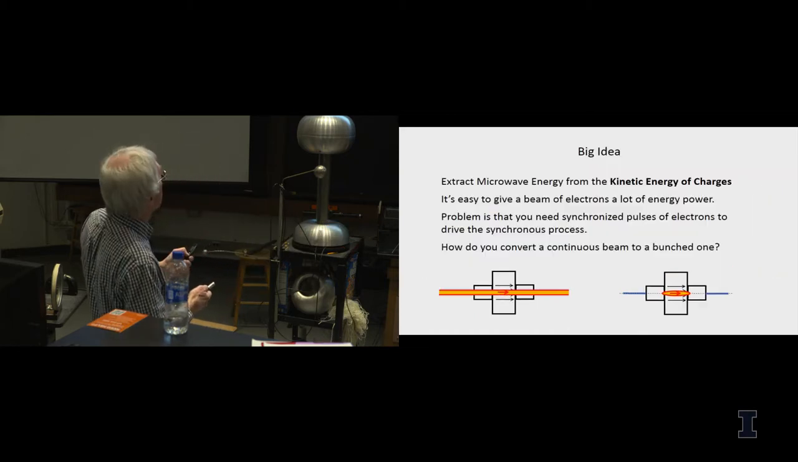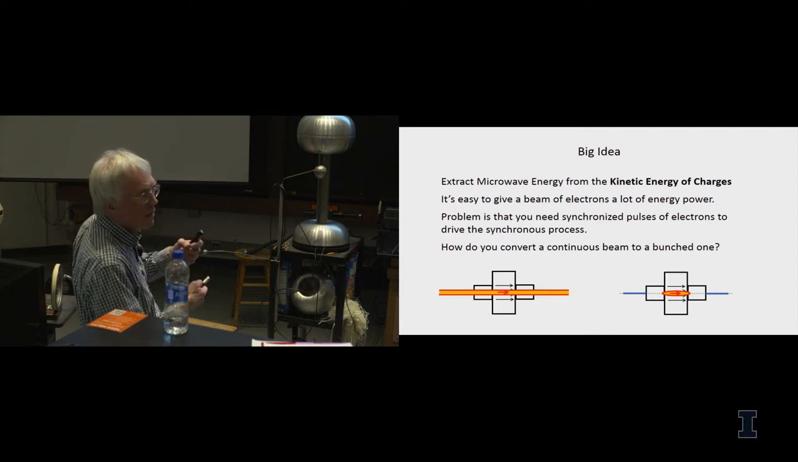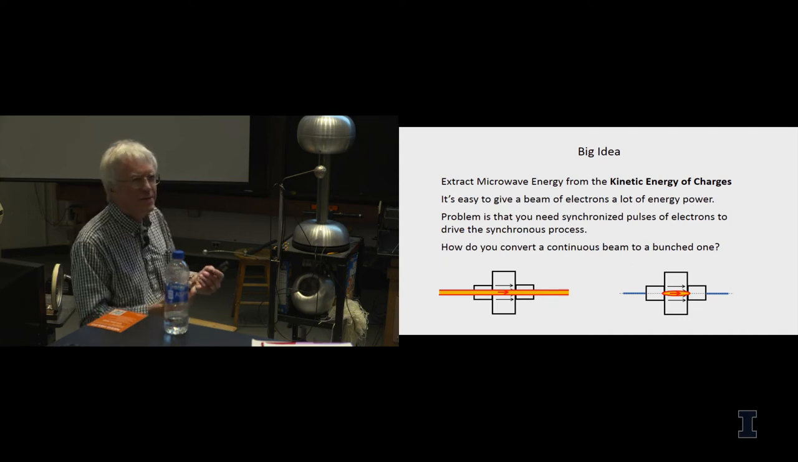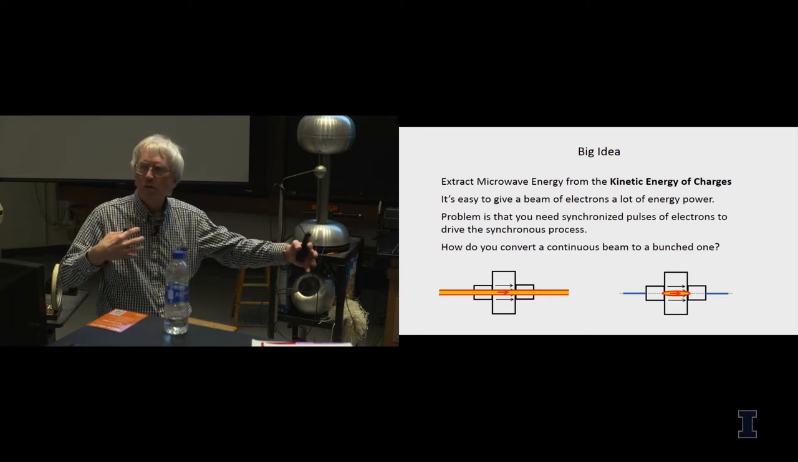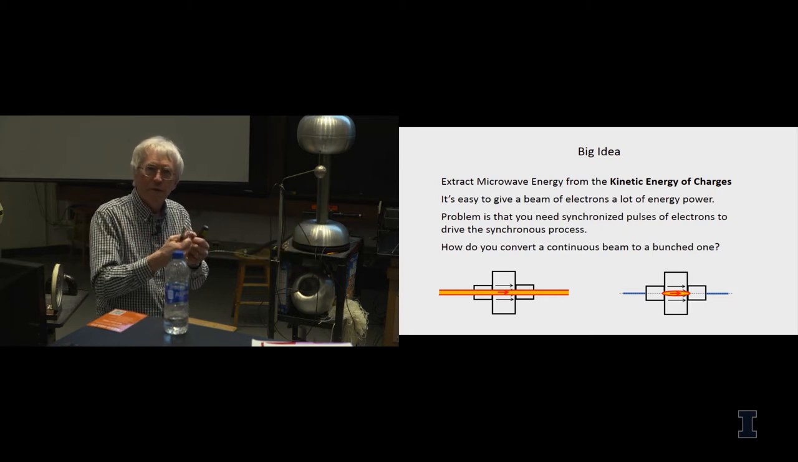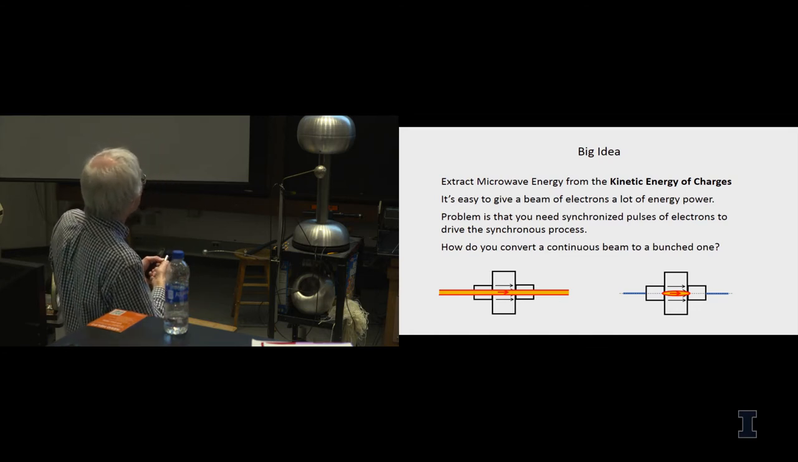Let's just see how we could use that. So the big idea here was that you can extract microwave energy in our device now using the kinetic energy of the charges. And it's easy to do that. You just get yourself a big battery or a large power supply or something. You get a cathode that can generate lots of current, and you generate a strong beam, a high current and high energy beam of electrons traveling in this direction right here.